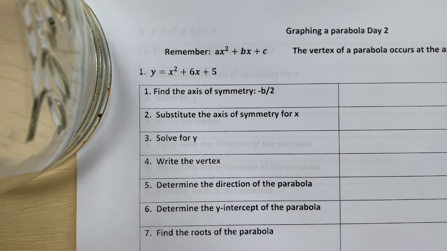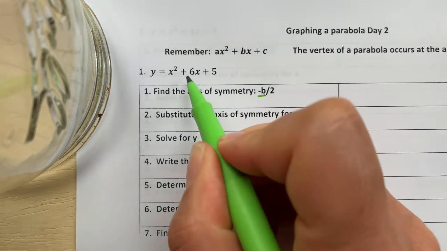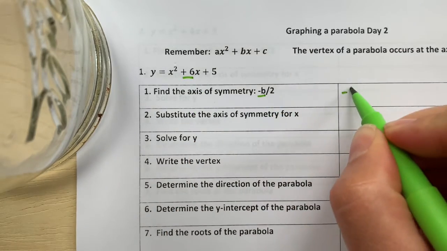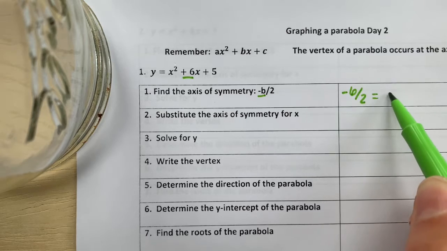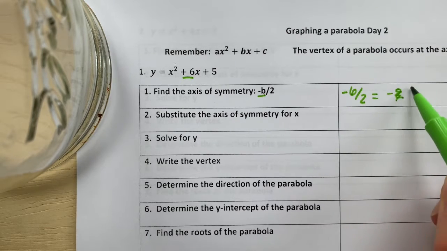So it tells us to find our axis of symmetry, which is negative b over 2a. So we're going to put a negative 6 divided by 2. Negative 6 divided by 2 is equal to a negative 3.